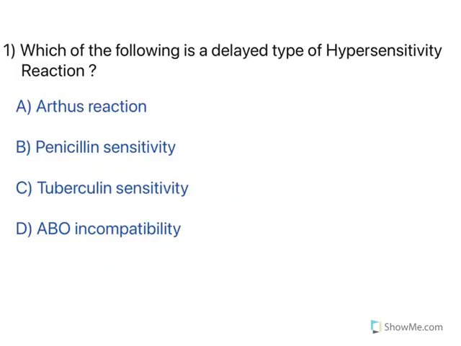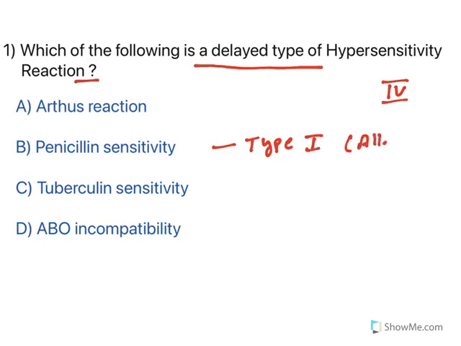Let's get into the topic. Which of the following is a delayed type hypersensitivity reaction? There are 4 types of hypersensitivity reactions. Type 1 is known as penicillin sensitivity. This is because of allergy and it occurs immediately.